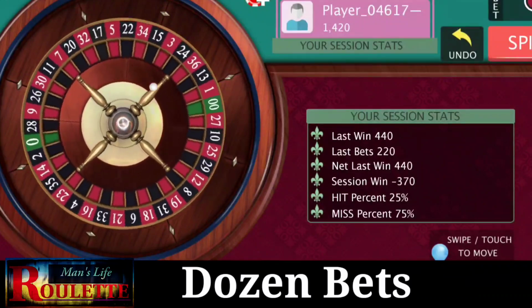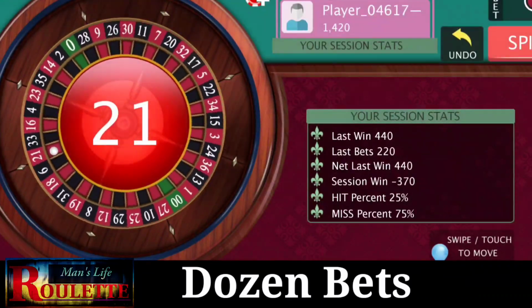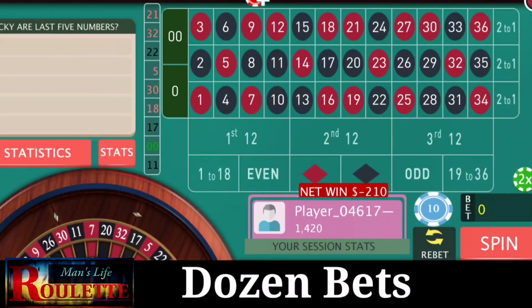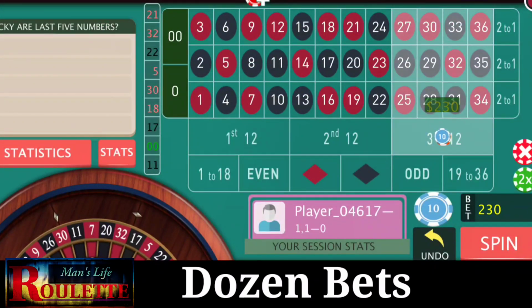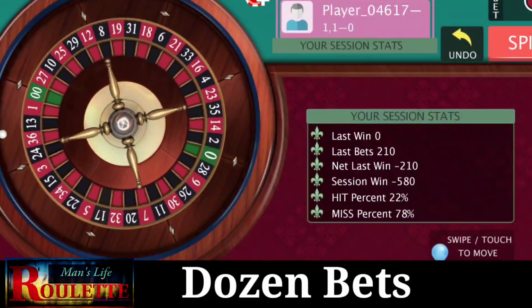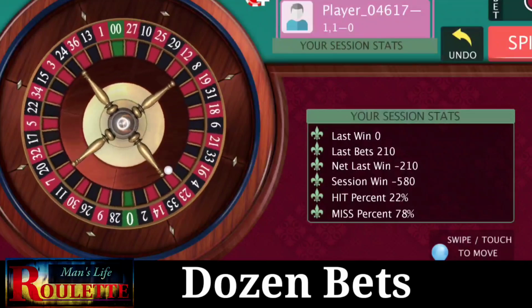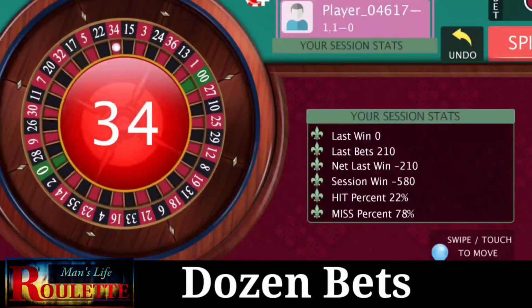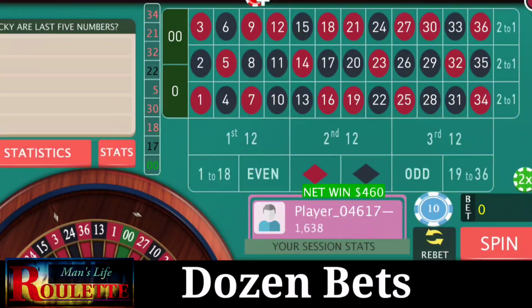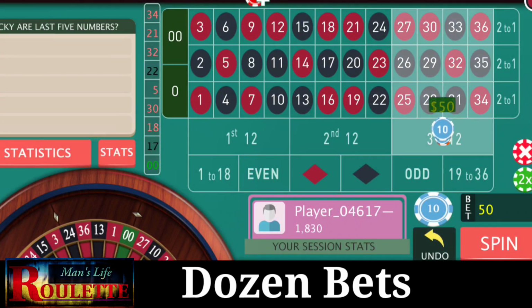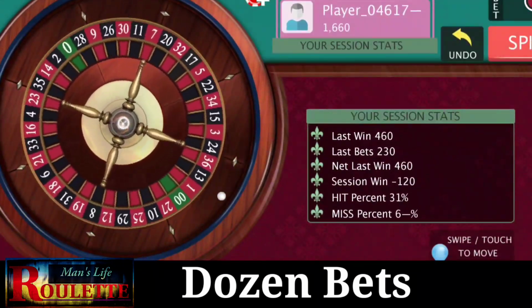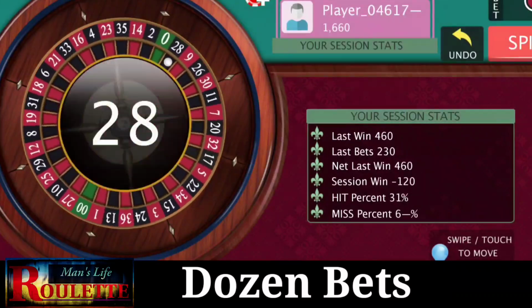This time 21, and again I lose here. So again time to increase the bets. Just repeat and increase $20 more and play. This time 34, and I win here, but this time my bet is $230, so I have to reduce it by $10. Now it will become $220. Okay, this is the bets for this cycle. It's 28, and this time also I win.